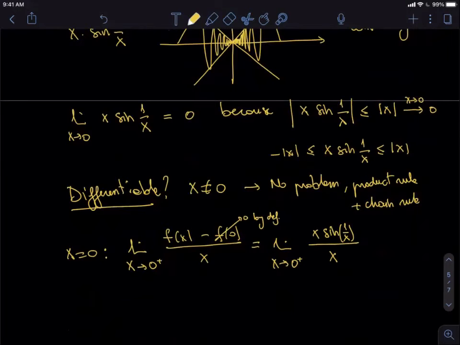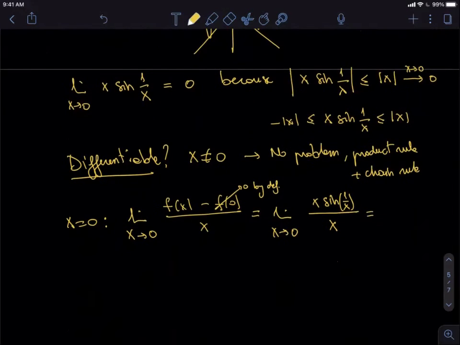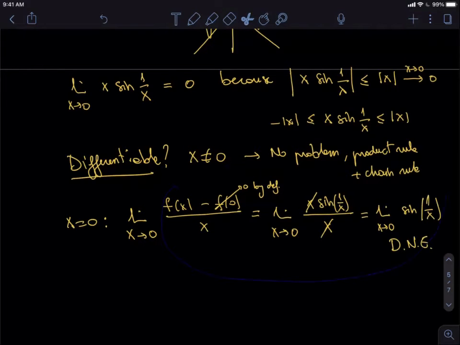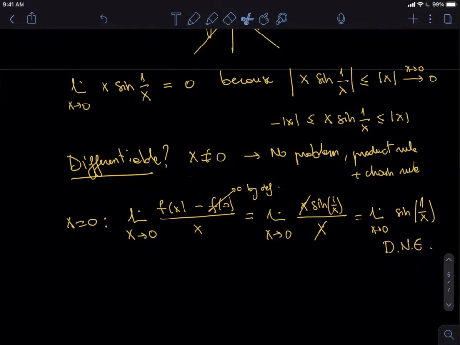And here we see what's the problem. So actually, let's just try to do the limit and see what happens. So the limit is going to be, after the simplification, the limit as x tends to 0 of the sine of 1 over x, which does not exist. Okay, so no derivative. It's not differentiable.